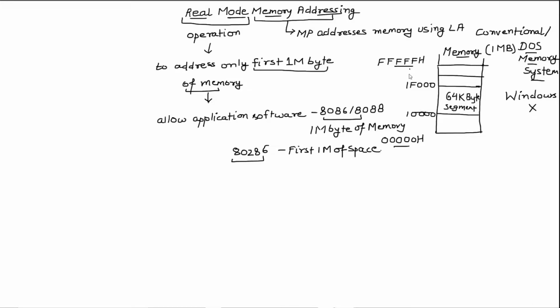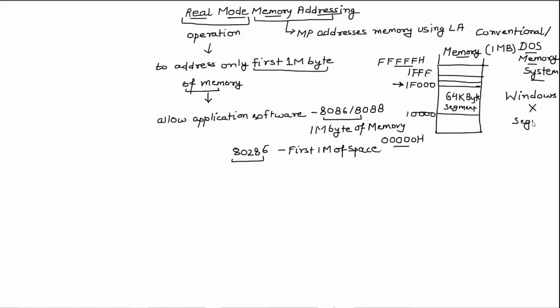Sorry, it will be 4 times F, right? So this whole is the 64 kilobyte segment. So if we want to access a segment at position 1F000, we can access that using an offset address. So let's suppose we have a segment register.